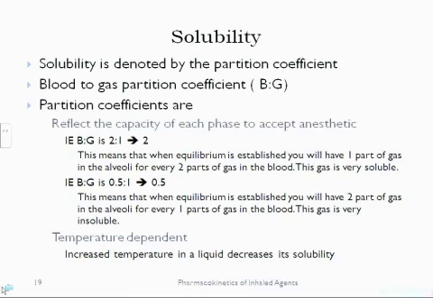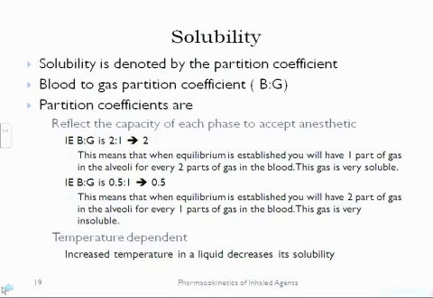Versus if you have a gas that has a blood gas partition coefficient of 0.5, that means that at equilibrium you have 2 parts of gas in the alveoli for every 1 part in the blood, and this agent is actually very insoluble. Okay? Usually the number that we look at is for solubility. If we give you a number of 1 or less than 1, that's an insoluble agent. Anything that's between 1 and, let's say, 2 or 3, that's considered an intermediately soluble agent. And if you're above 3, then you have a very soluble agent. That would be like ether and chloroform. Okay?